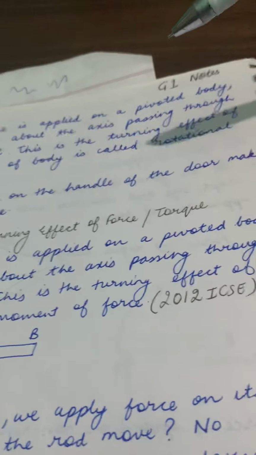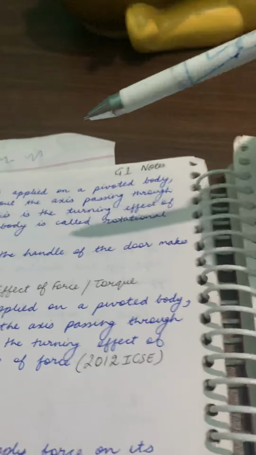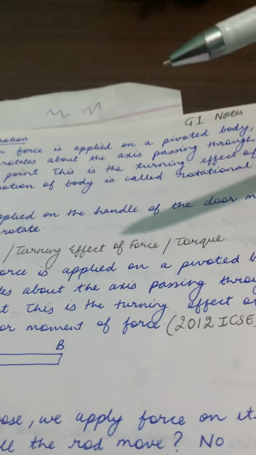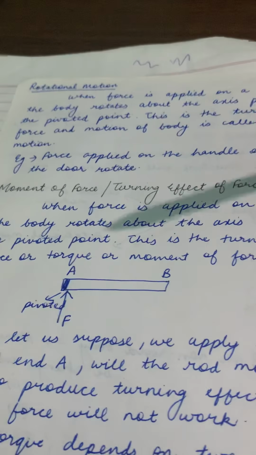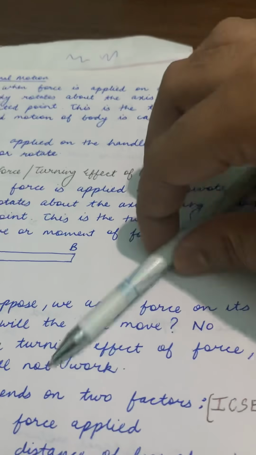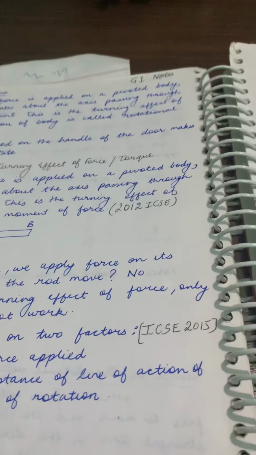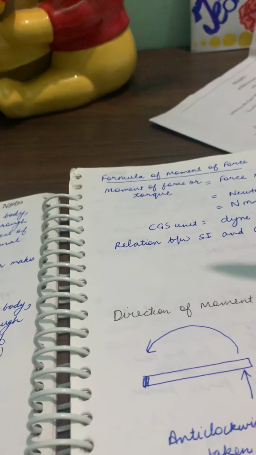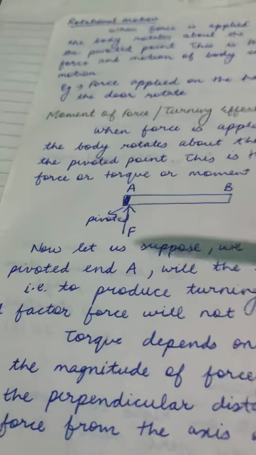Moreover, when the force is applied on a pivoted body, the body rotates about the axis passing through the point. This is the turning effect of the force, and the motion of the body is called rotational motion. For example, force applied on the handle of the door makes the door rotate. We have seen that the handle of the door is fixed at one end, and when you apply the force on the other end, the handle moves.